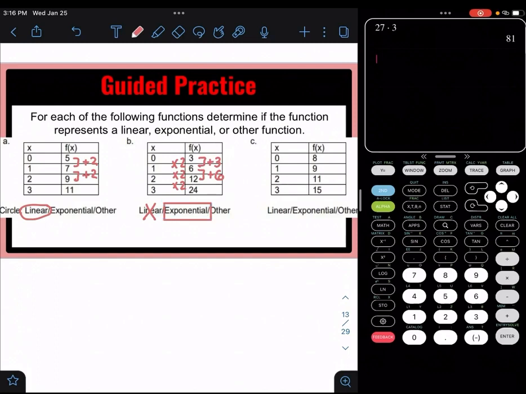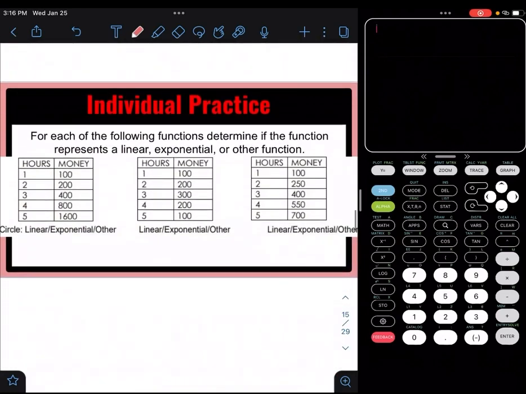And let's see this one. 8 to 9, I add 1. 9 to 11, I add 2. 11 to 15, I add 4. Not linear. Let's see exponential. I don't know what I would multiply by to get from 8 to 9, so let me try dividing. 9 divided by 8, I would have to multiply by 1.125. 9 to 11, I would have to multiply by 1.2222. So it's not the same, so it's not exponential, so it's an other one.